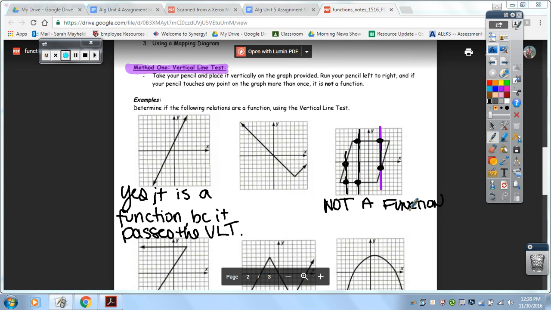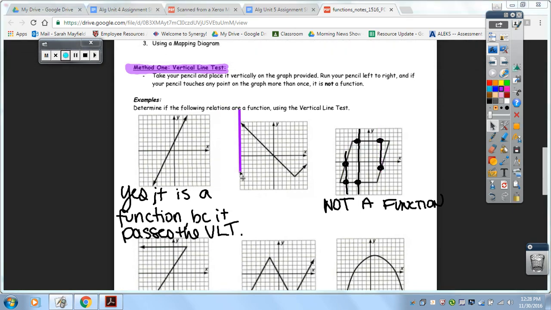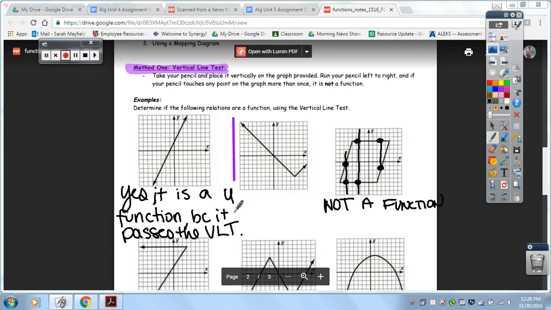Okay? So try the backwards check mark. Take my pencil, move it from left to right. Does it ever touch more than once? Nope. So yes, it is a function. So I want you to pause this video and try the next 3 examples.